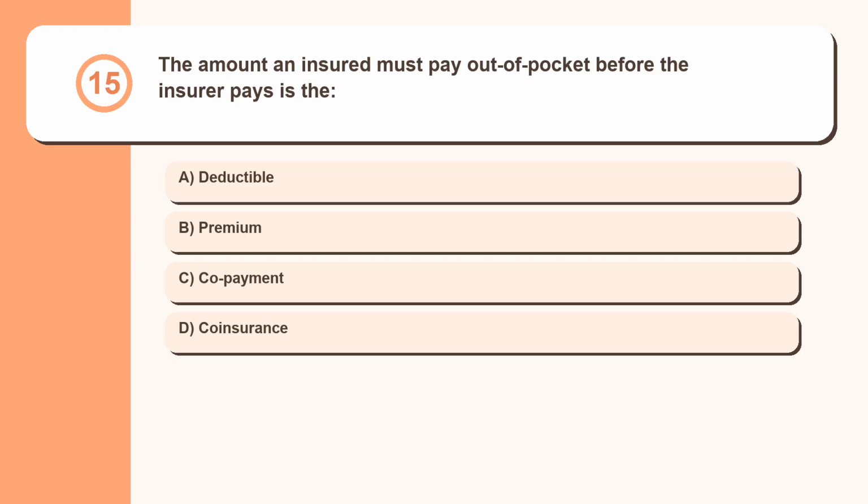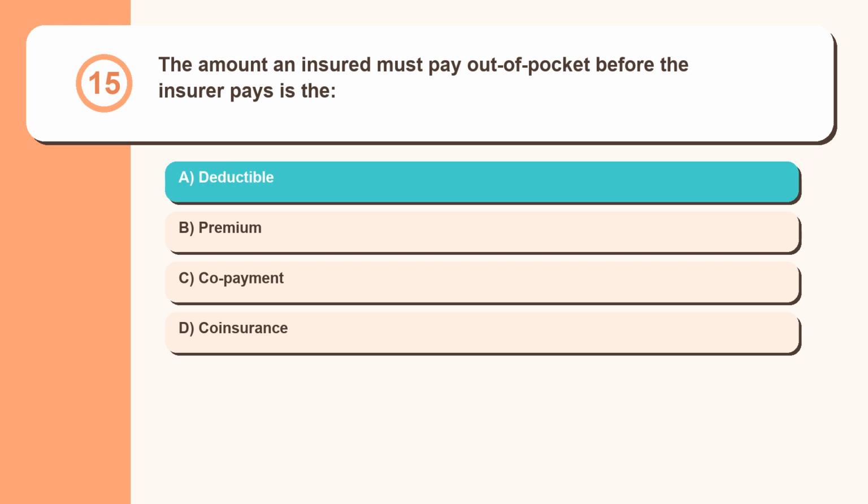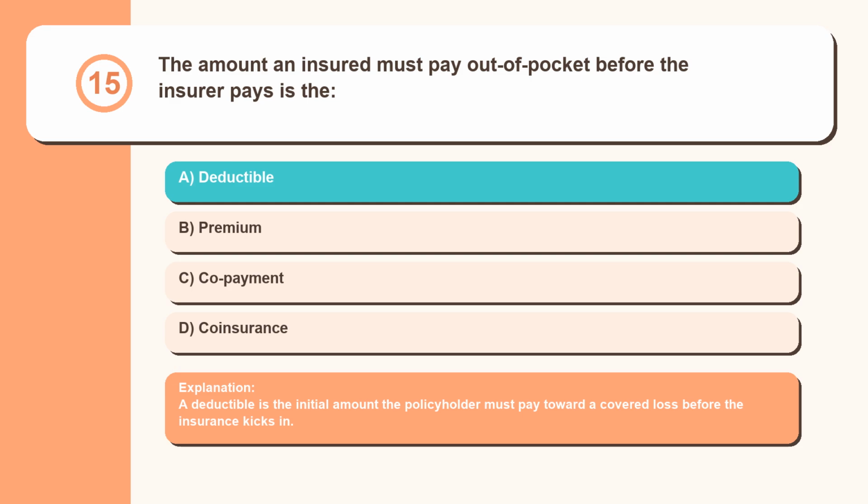Question 15. The amount an insured must pay out of pocket before the insurer pays is the deductible, premium, copayment, coinsurance. A deductible is the initial amount the policyholder must pay toward a covered loss before the insurance kicks in.